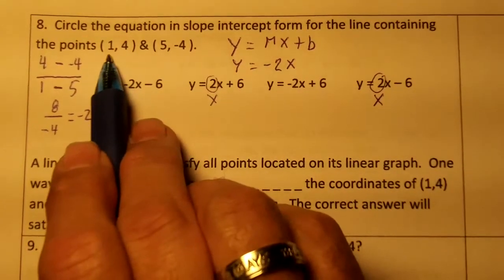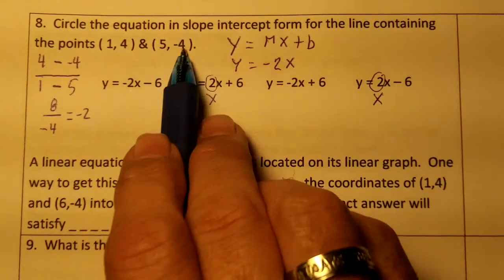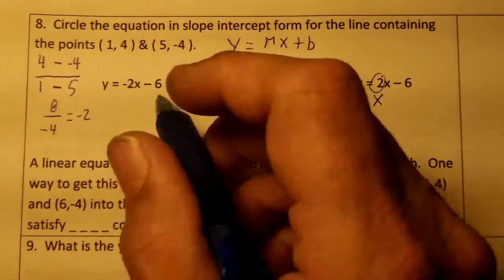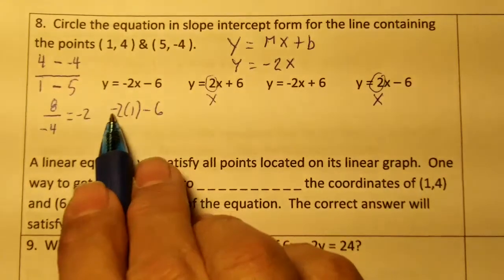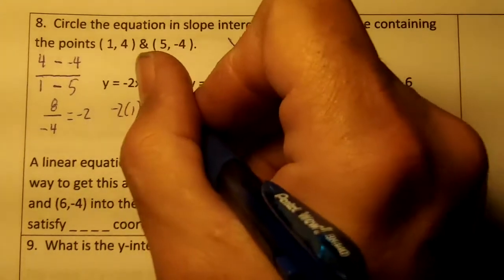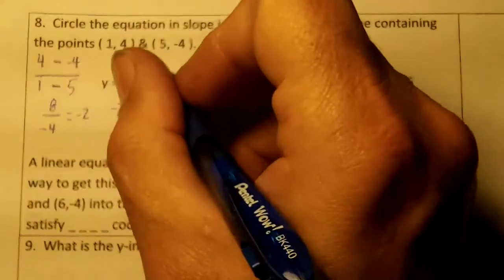Now then, if we input 1, we will output 4. If we input 5, we will output -4. So let's try to input 1 into this one. If you input 1 right here, -2 times 1 minus 6 would be a -8. That's not equal to 4, is it? So this one is wrong.